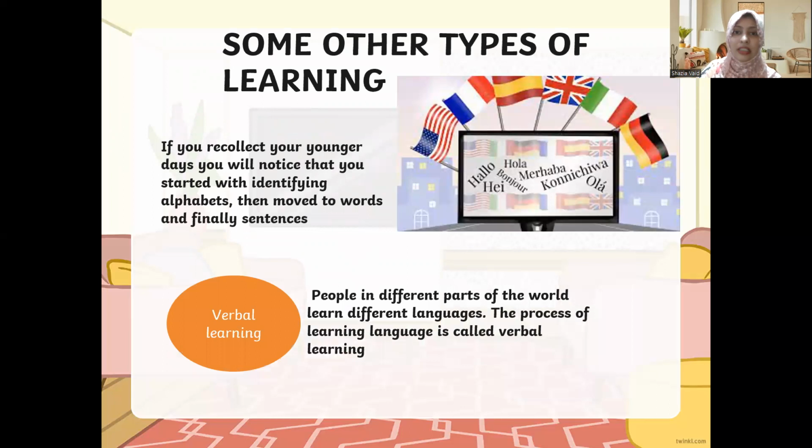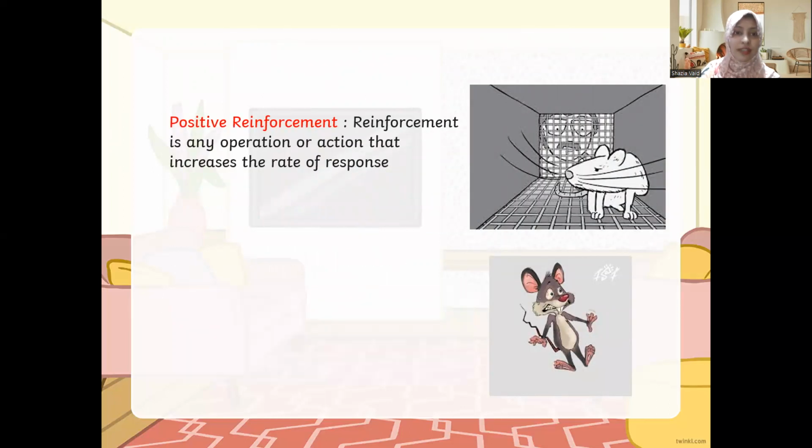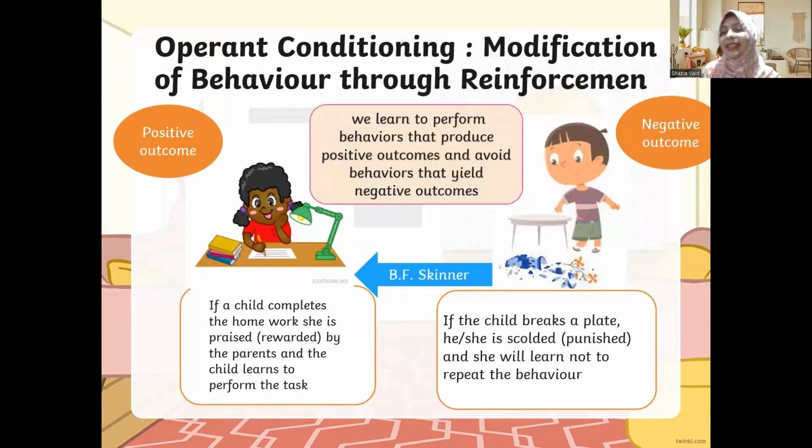Now we will learn about operant conditioning. This was just an example of reinforcement. When we take an action and the response increases, that is called reinforcement. I'll give you an example.